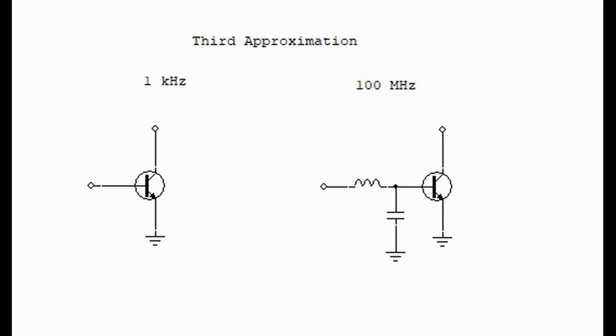Imagine that we have a transistor operating in a circuit that's running at 1 kilohertz. Then the transistor would appear to be operating as shown on the figure at the left. If that same transistor is now operating at 1 megahertz, now the circuit becomes more complex, including inductance and capacitance. That means we have to do more calculations. In this class, we will use the second approximation in all our work.